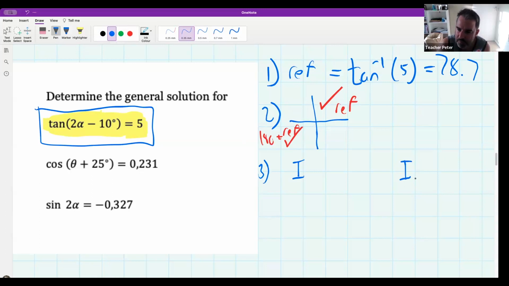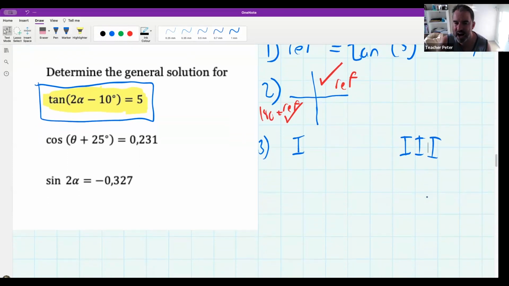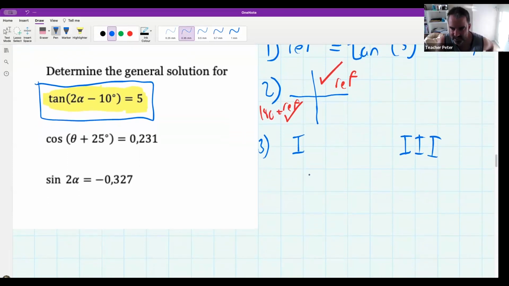Now, with the tan graph, because the period by default is only 180, we don't actually have to do both, but it's not wrong to do both. And so for now, I'm going to do both just because it's easier for you to see. But in reality, if you do enough of these, you'll know that with tan, you only have to do one of these two and you get all the answers. But let's pretend for now we didn't know that.